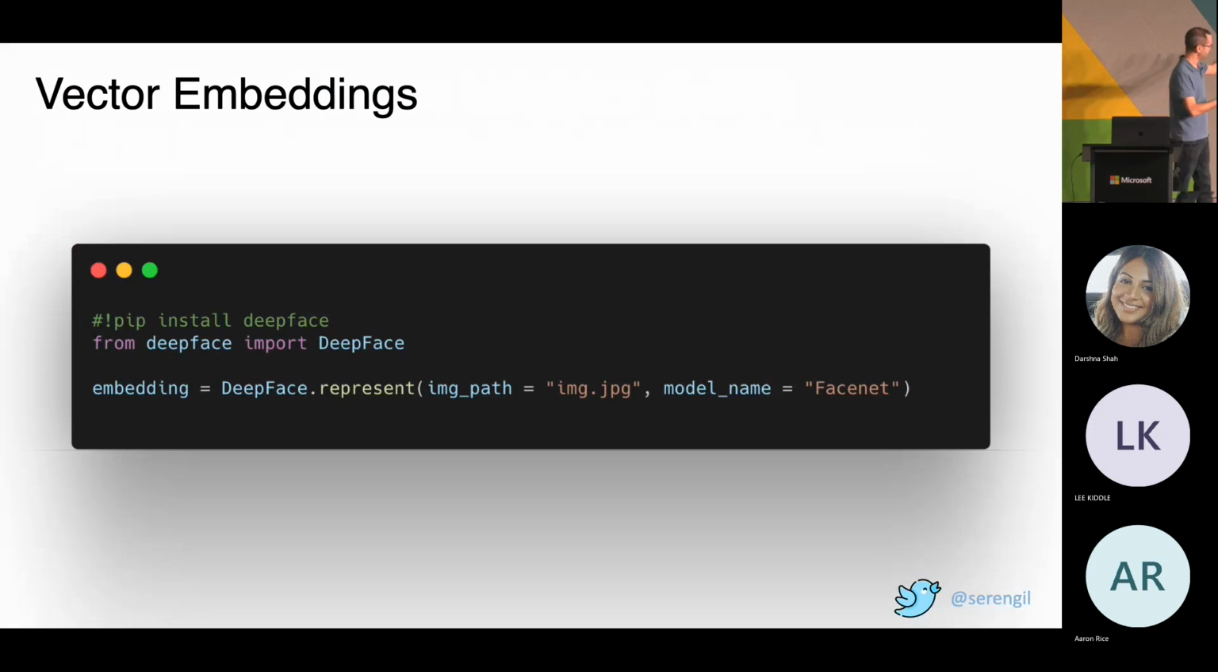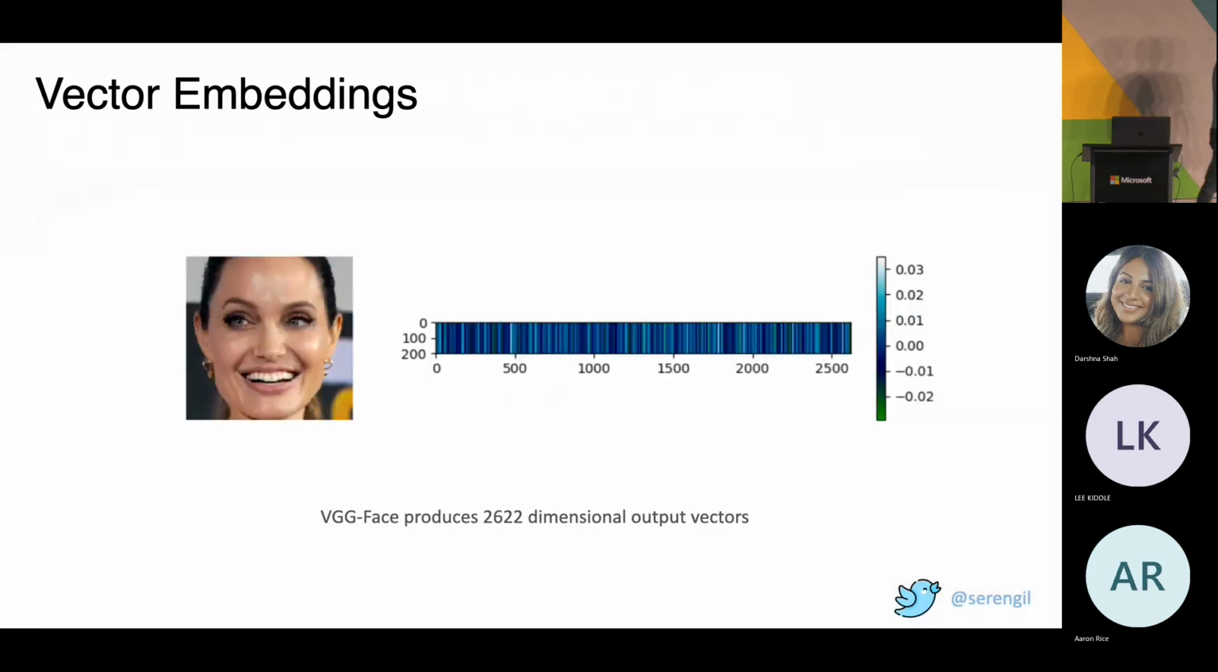By the way, you can use DeepFace to find embeddings directly. If you call the represent function, it's going to return an array. For example, the FaceNet model is going to return 128 dimensional vectors. And if I use the VGG-Face model, it's going to return 2,000 dimensional vectors. And I use the color bar to represent the output vector.